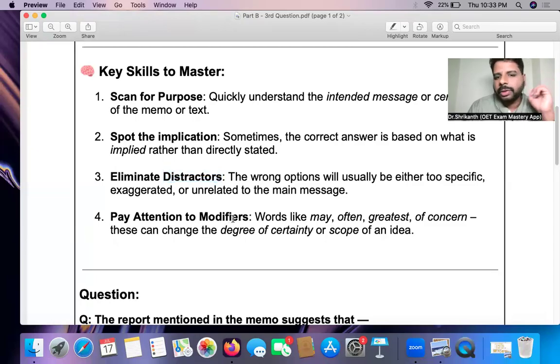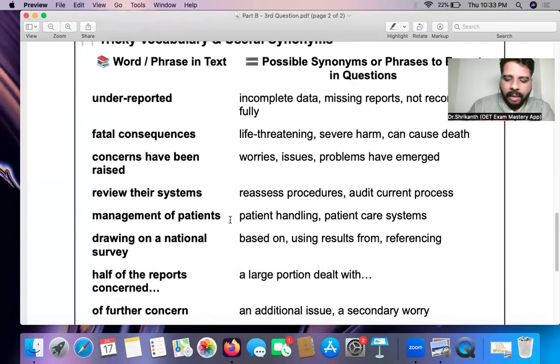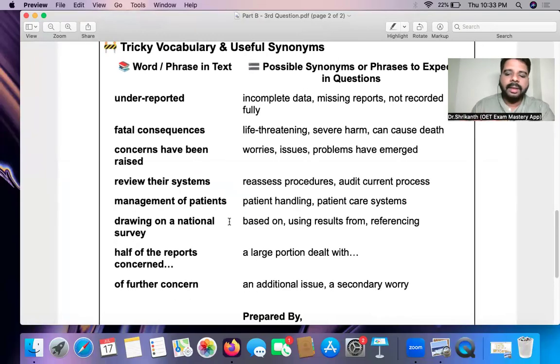I'll send this document to you later on. You can go through it, and if you have any doubts, you can clarify with me. Right now, coming to the synonyms over here. When it comes to OET, there will be a lot of advanced vocabulary, and you have to understand the synonyms.